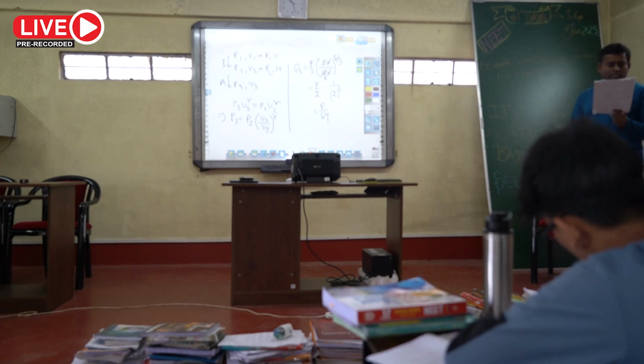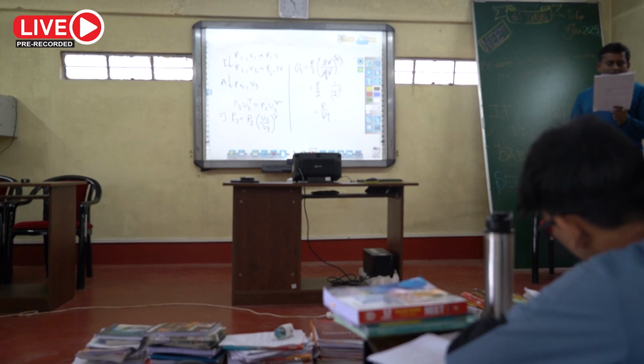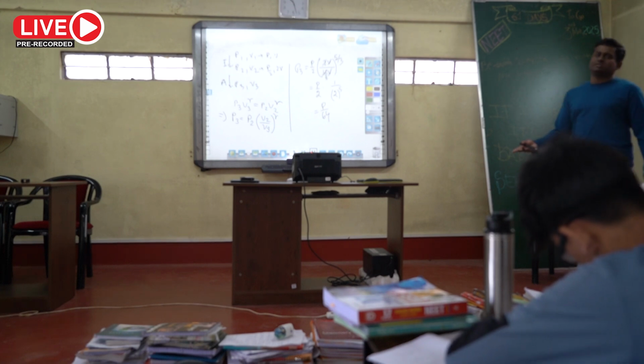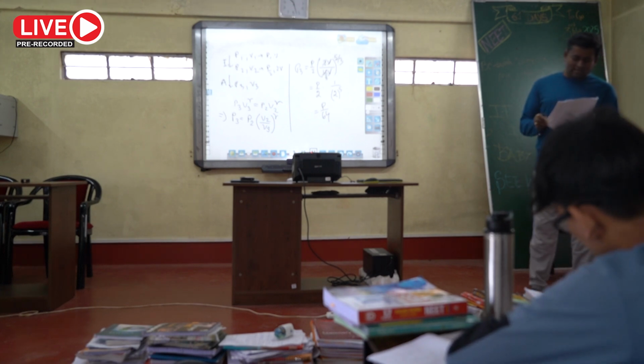Next one is also a theoretical question. It is from the direct formula that the mean free path of the molecules of the gas is inversely proportional to the diameter square, so it is also inversely proportional to the radius square.